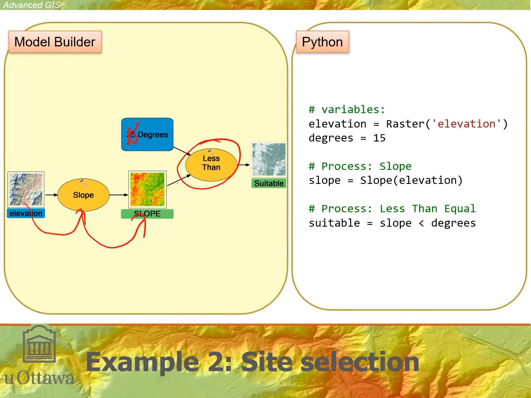In Python, we can create a raster variable called elevation from our elevation layer using the Raster function. And we can have 15 stored in a constant variable called degrees. The reason we do this is we set that degrees to 15 because later on we might want to change 15 to 25 to see what the effect would be. We can do what are called what-if scenarios.